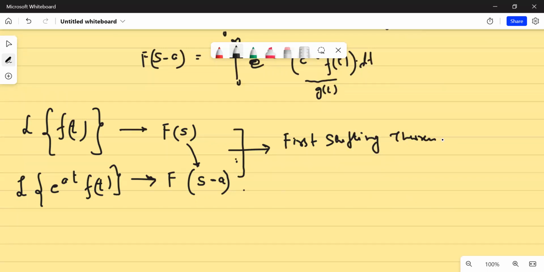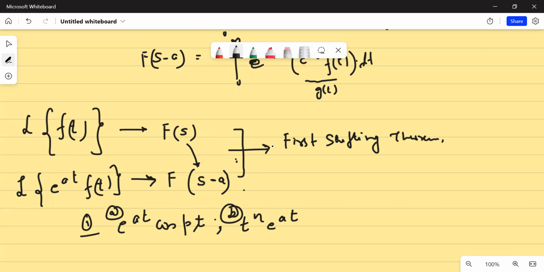And meanwhile I'll meet you in the next session. You just try to find this integration, this Laplace transform. Try to find the Laplace transform of e की power at into cos pt, okay, t की power n into e की power at. So try to find this, this is your question number 1, and this is your question. Try to do this, and I'll join in with the next meeting.